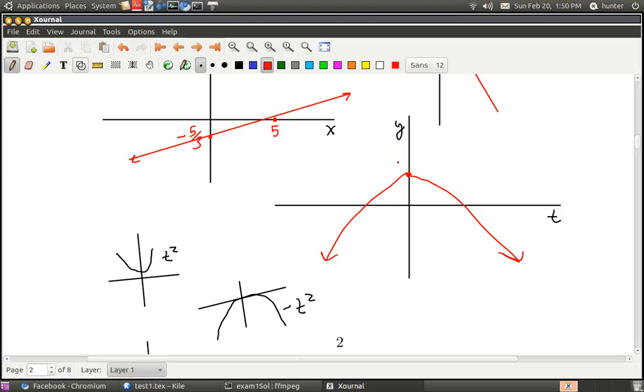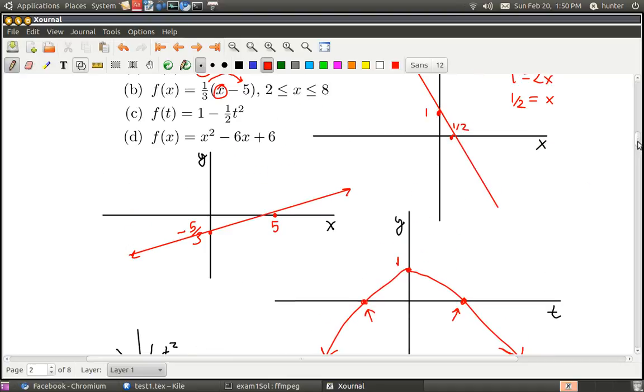Okay, and so let me label this intercept. And now let's find the x-intercept, or in this case the t-intercept, these 2 points. Alright, so what do we have to do? We have to solve the equation 1 minus 1/2 t squared is equal to 0.